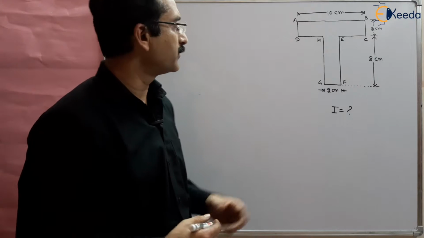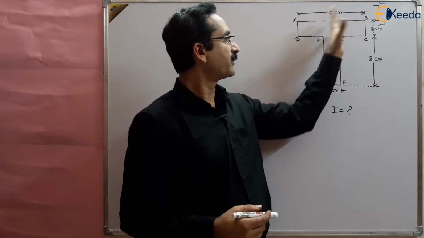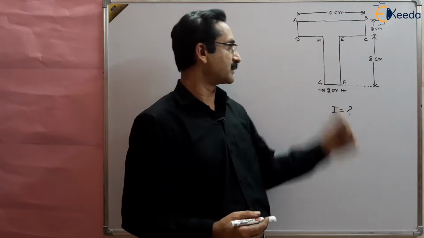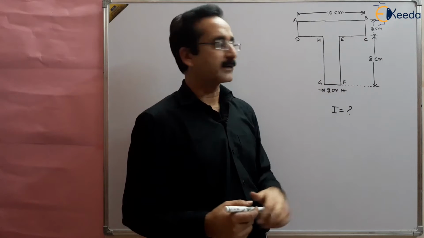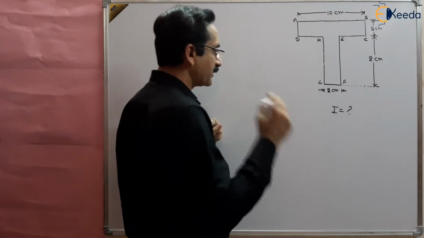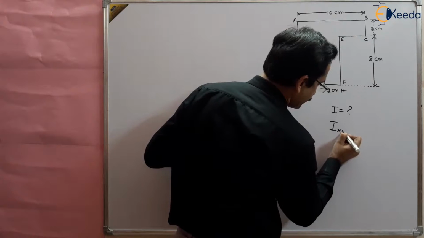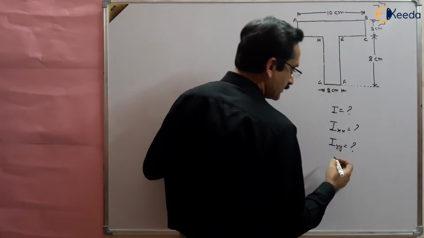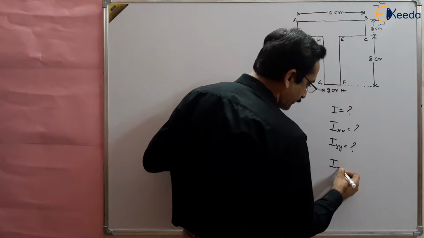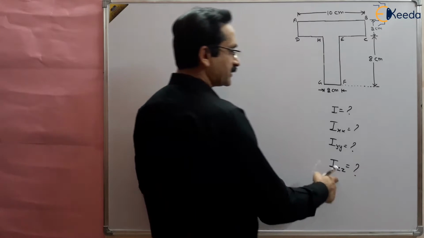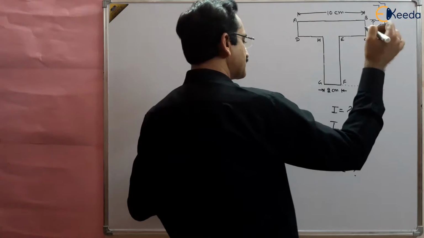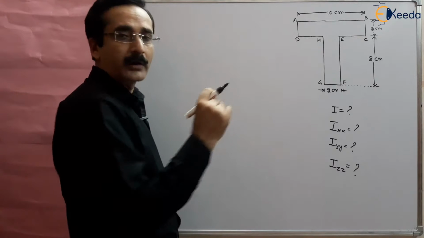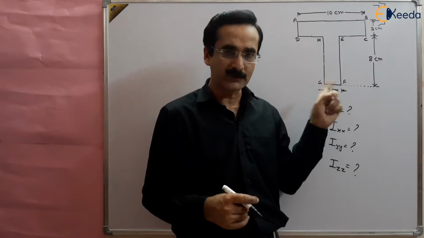In this question we are given a T-section of different dimensions, and we have to find the moment of inertia of this T-section about the centroidal axes, right? Basically we have to find out Ixx and Iyy from the centroid of this section, and also the polar moment of inertia, which is about the axis perpendicular to these two axes. This is Izz, right? So first of all, we have to find the centroid of this section.